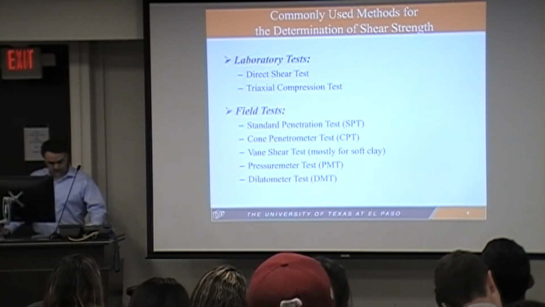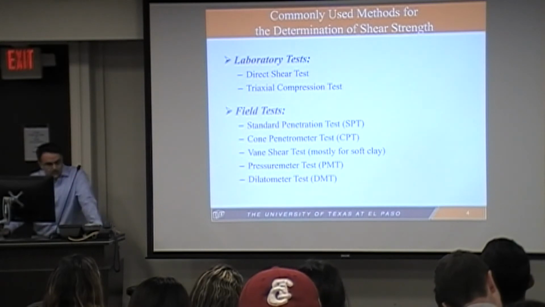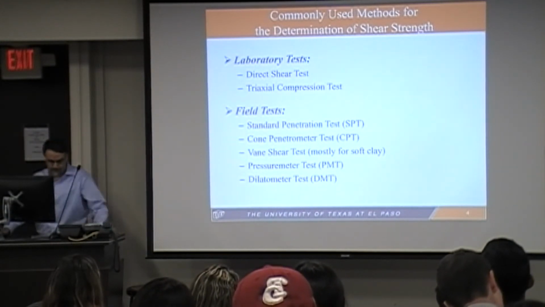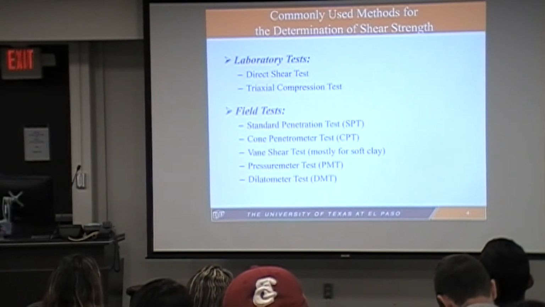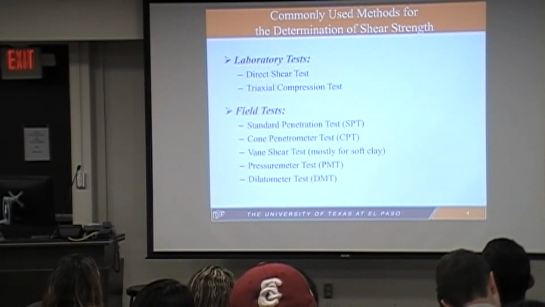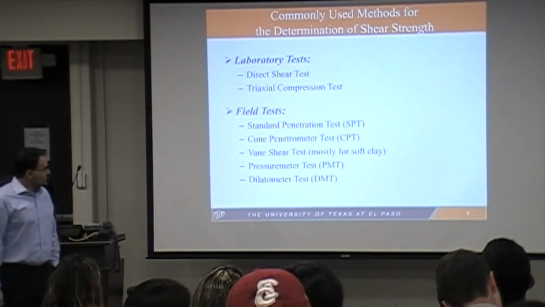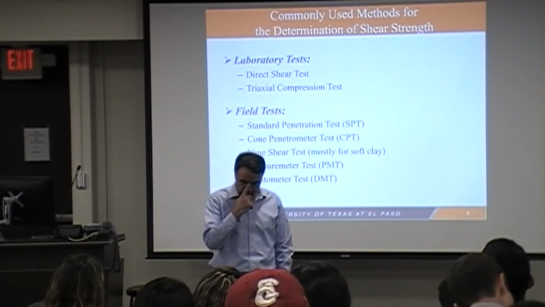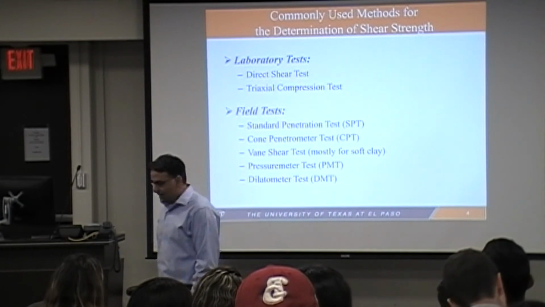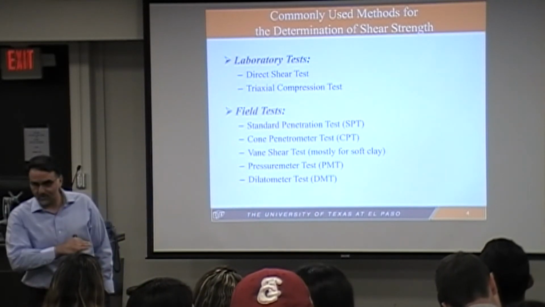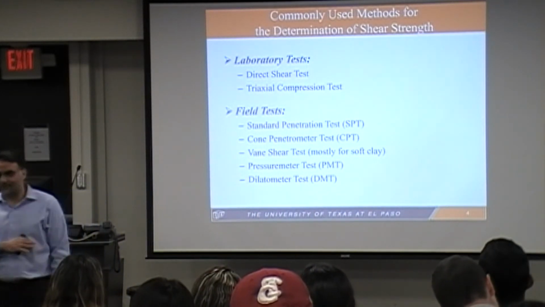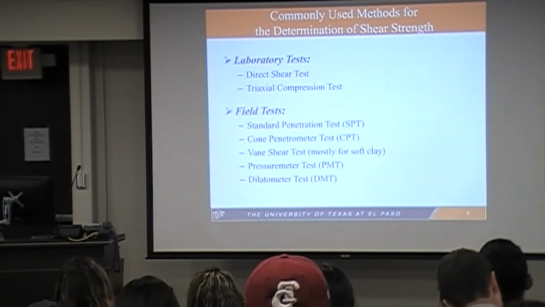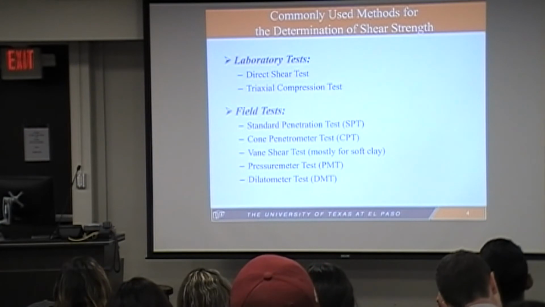And for the field tests, we have a series of field tests to be able to get the strength of the material directly in the field. The most widely used one would be the SPT test, or standard penetration test. We have the cone penetrometer, vane shear test, pressure meter, and also the dilatometer. The first three on the line that you see there are the ones that are typically used in the field. Probably, if you stay in El Paso, the only one that we have here is the SPT test.